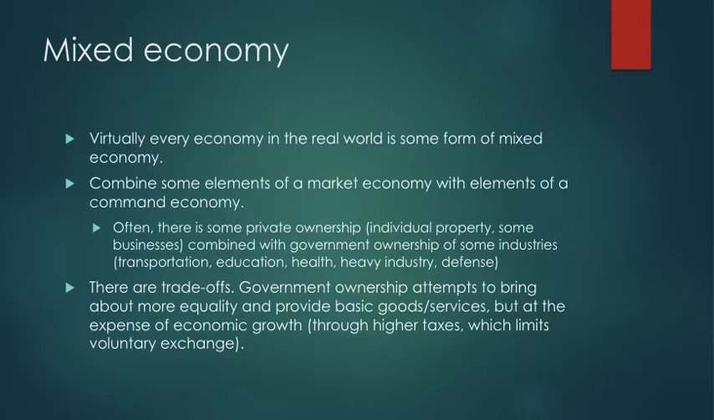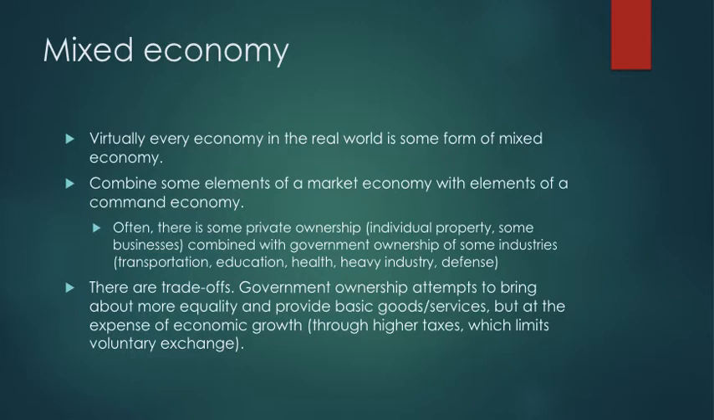There's some private ownership, individual property, businesses owned, but the government may own some industries, for example, transportation, education, health. In Europe, obviously, the healthcare industry is owned by the government. A lot of heavy industries are owned by the government. For example, the oil industries are nationalized in some European countries. The steel industry is nationalized. The air industry, where airlines, transportation, is nationalized. Here in the U.S., those things are owned by private actors, and therefore governed and regulated by the market.